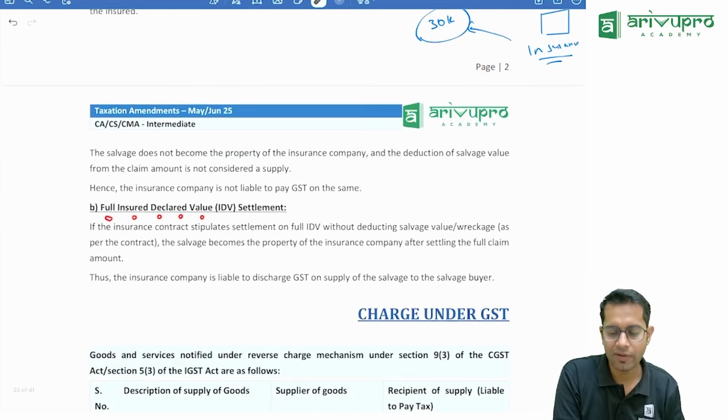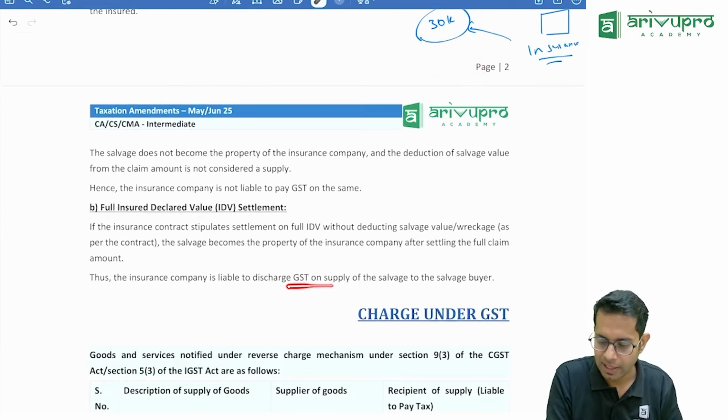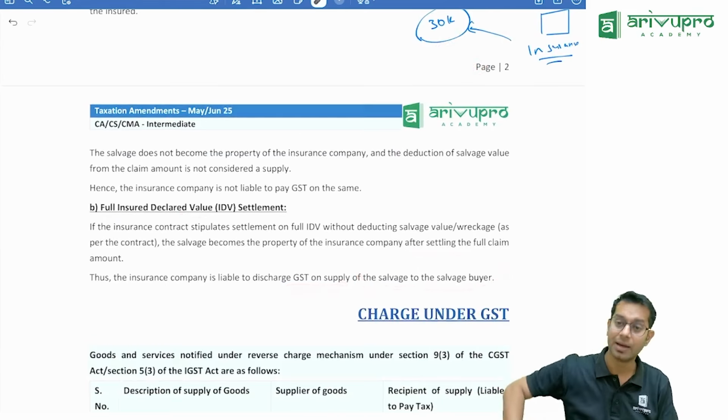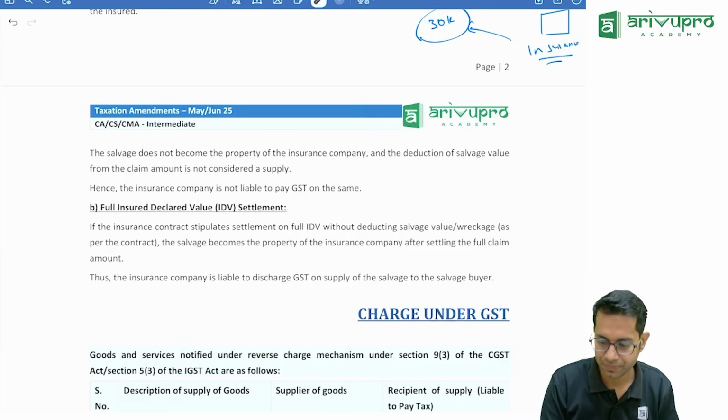If it is the full insured declared value, yes, GST will be applicable on salvage value also, because the insurance company is taking the damaged product also.